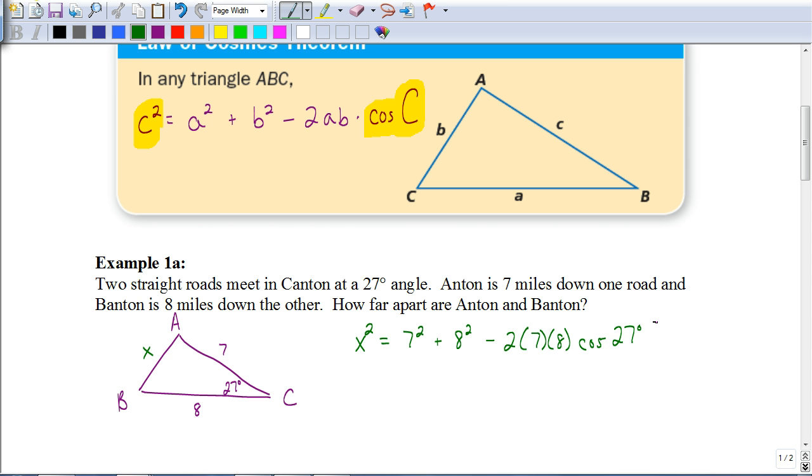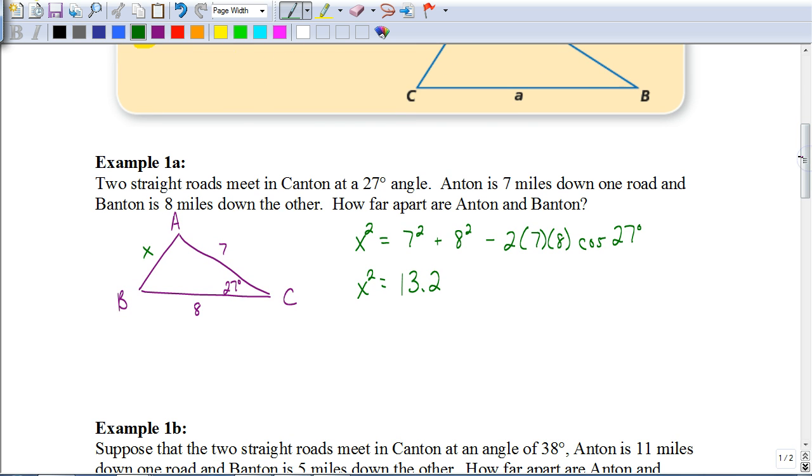So when you type that in on your calculator, what you want to do is type all of this in all at once. So don't stop and simplify it halfway. Go ahead and just type in 7 squared plus 8 squared minus 2 and so on all the way to the end. So when you do that on your calculator, you should get 13.2 as your answer.